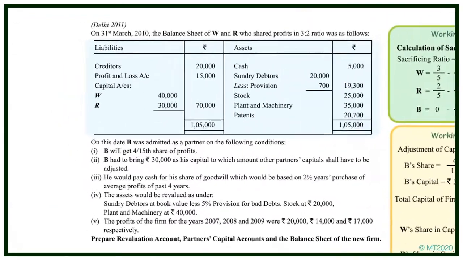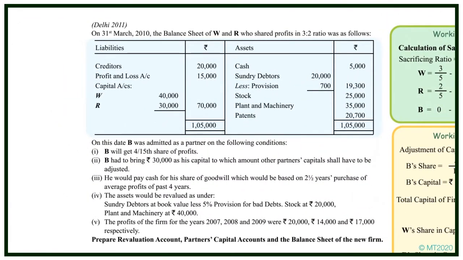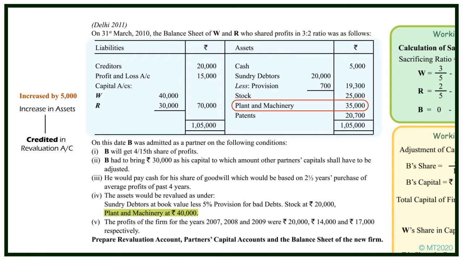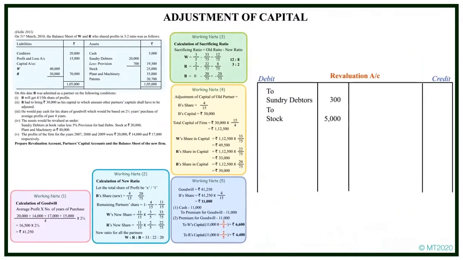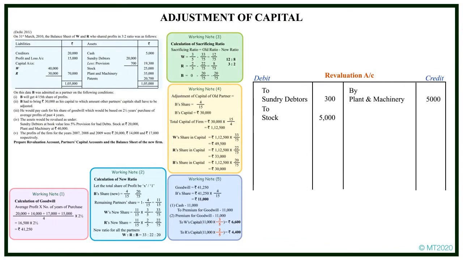Plant and machinery's new value as given in additional information is 40,000. And the balance sheet figure shows that plant and machinery was 35,000. It indicates that the value of plant and machinery has increased by 5,000. So increase in assets are credited in revaluation account. So we have credited revaluation account by plant and machinery 5,000.